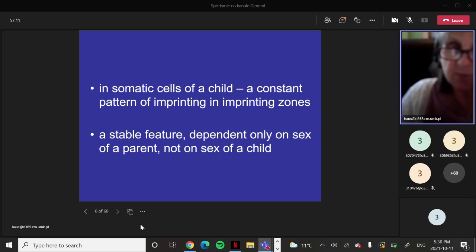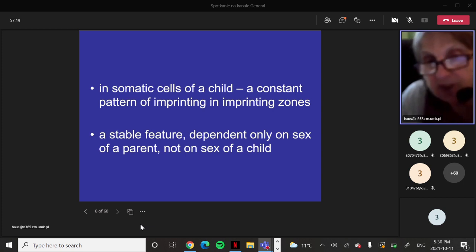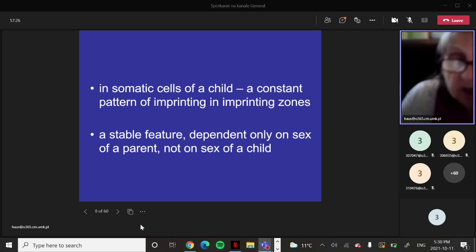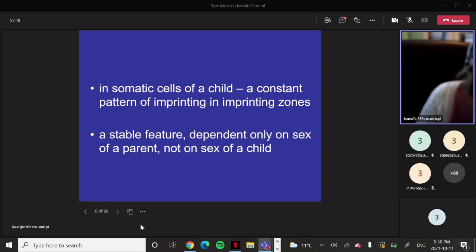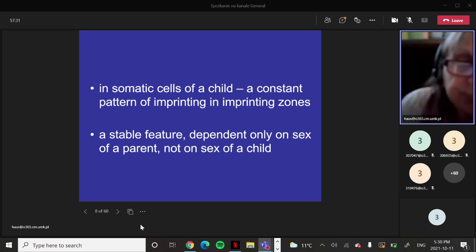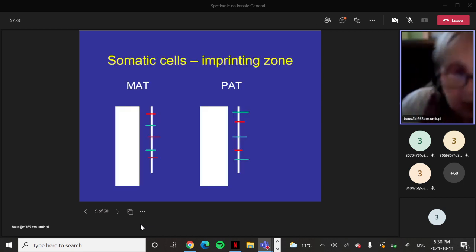Yes, they meet in the zygote, and they repeat this pattern in all cells of the new organism. It is a stable pattern of imprinting, like on the last picture. When a gene is active in the mother, it is not active in the father. When it is active in the father, it is not active in the mother.